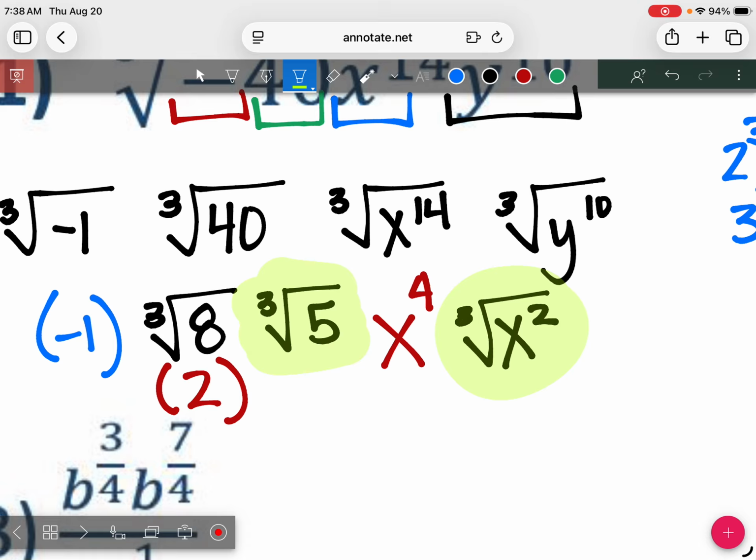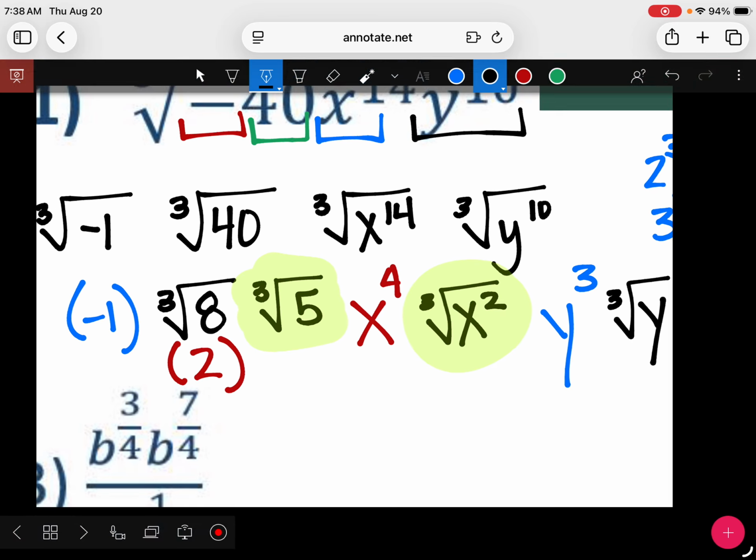All right, lastly, I have 10 people. Show me with your fingers how many groups of 3 can I make with 10 people? You can make 3. So this would be y to the power of 3. And then how many y's will be left out? Just 1, and that has to stay.